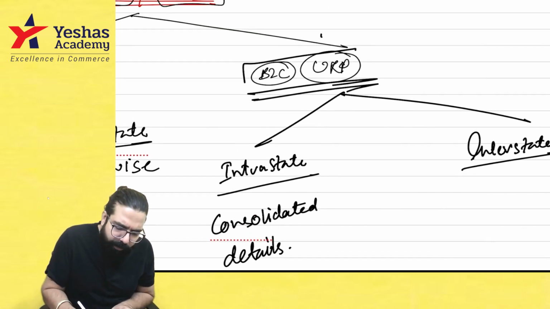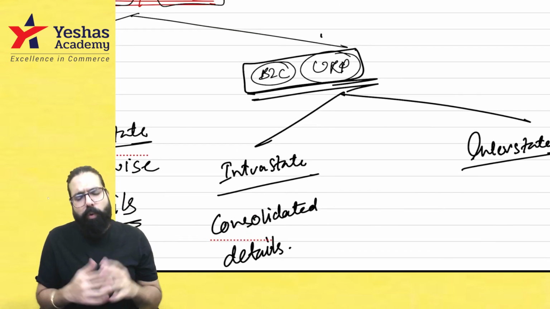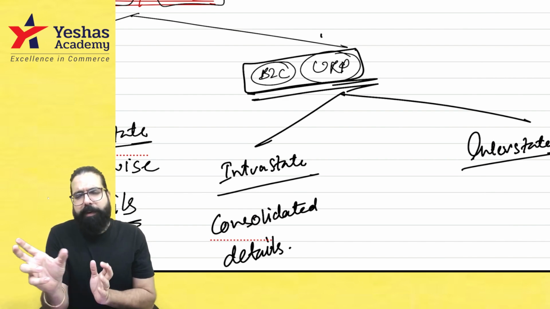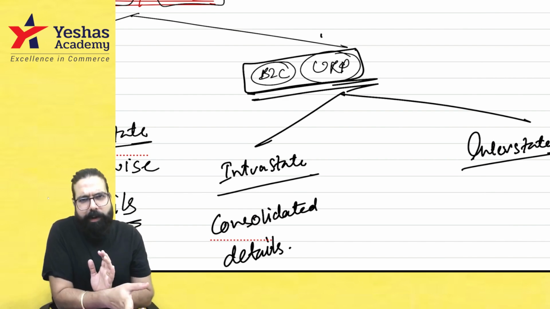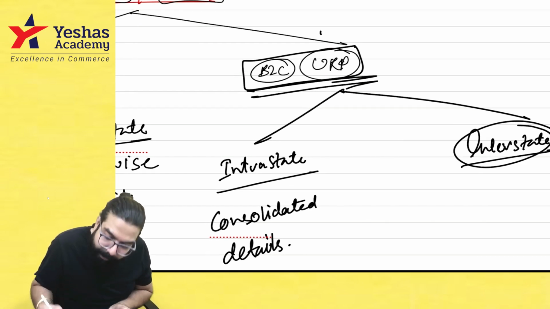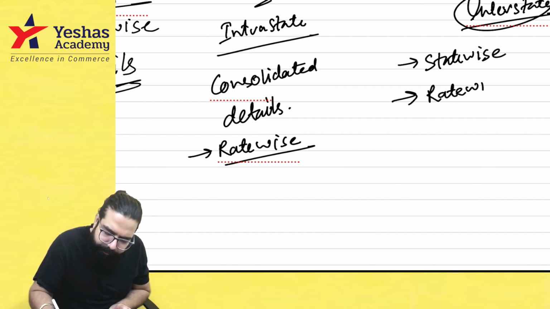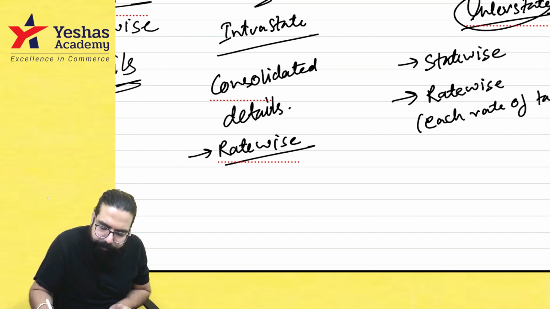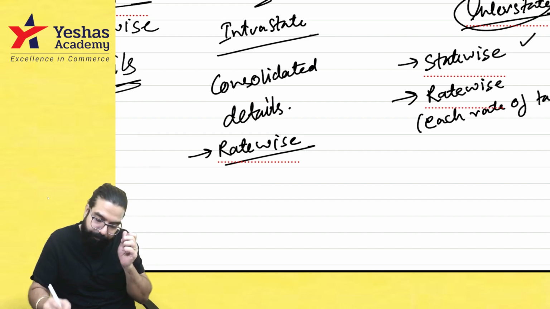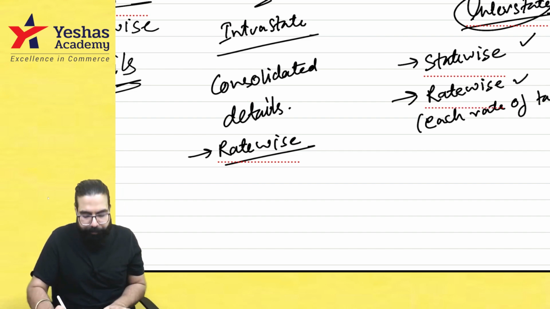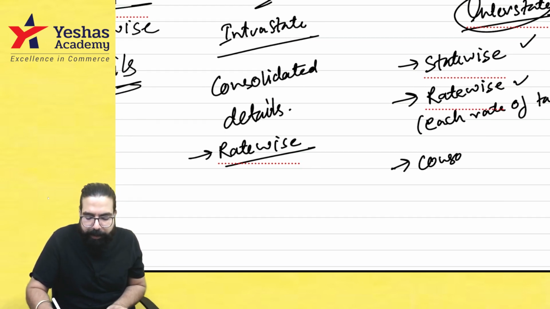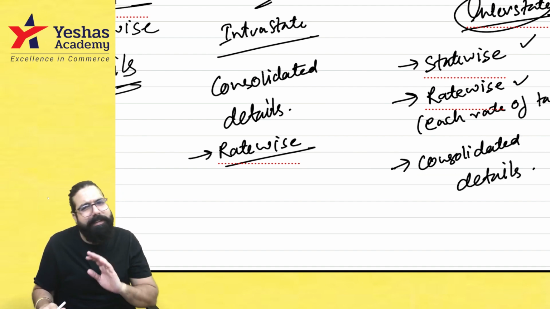Sir, for all the sales which you have done, for example, for the month of April, to all the unregistered persons within the state, 5%, how much was the sale? 12%, how much? 18%, how much? Okay. In the case of interstate, you have to give state-wise, rate-wise. Rate-wise means for each rate of tax. So for example, Tamil Nadu, how much was the sale for 5%? And it is consolidated details. You have to consolidate and give; each sale-wise detail you don't need.